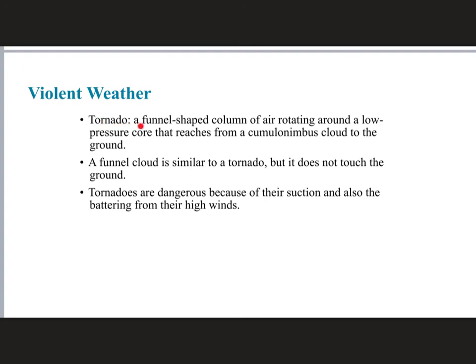Now, a tornado is a funnel-shaped cloud of air rotating around a low-pressure core that reaches from a cumulonimbus cloud to the ground. There's also something called a funnel cloud. It's basically a tornado that doesn't touch the ground. And of course, we know tornadoes are very dangerous because they have tremendously high velocity winds and it creates a tremendous amount of suction.